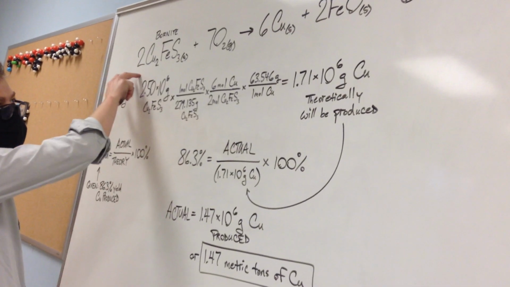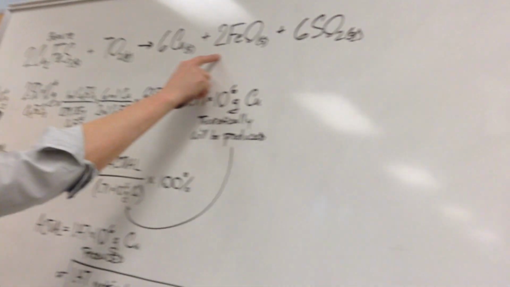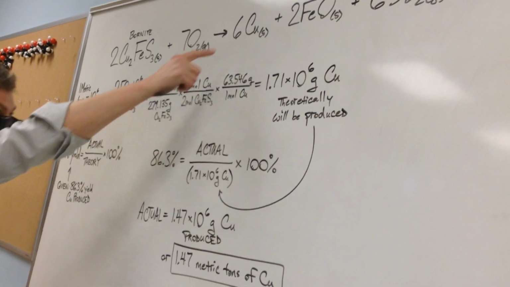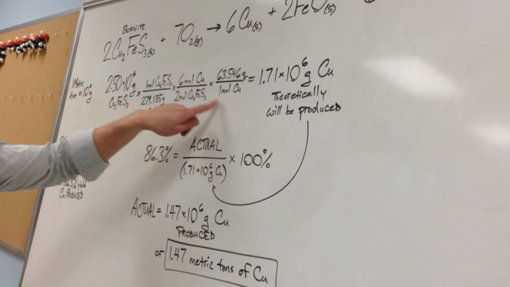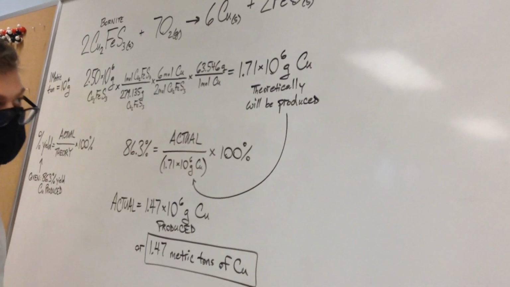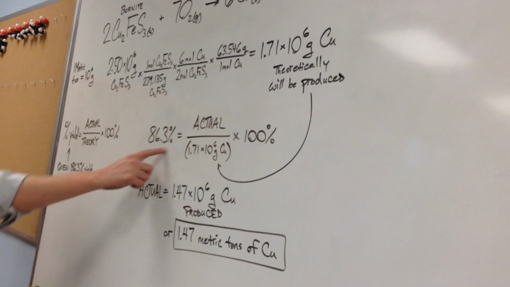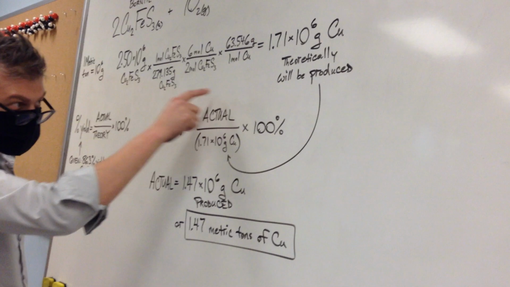What's that? That's my recipe, right? 2 moles of this plus 7 moles of this will give me 6 moles of that, and 2 moles of that, and 6 moles of that. Of course, I just need the ratio between bornite and copper. So after I've converted to moles of copper, I convert to grams of copper, and that's the theoretical mass of copper that will be produced. I can substitute that in, so 86.3% is what I'm given. Here that's the theoretical. I'm solving for actual.